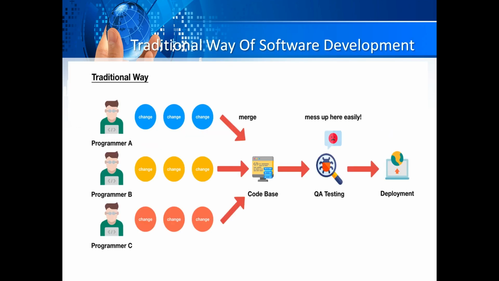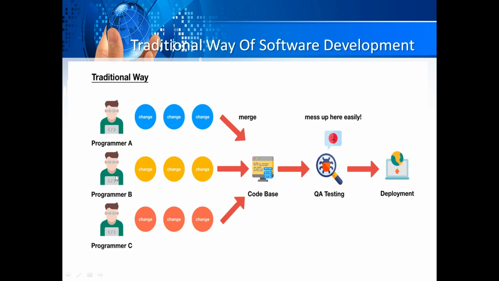The second thing is the traditional way of software development. I mentioned earlier that we have three developers. If we have one code base, one repository, and three developers, programmer A, programmer B and programmer C, they change the code and merge the code into the code base. Inside the code base, a team lead will merge the code. It is a very complex task, guys, to merge the code of three developers.